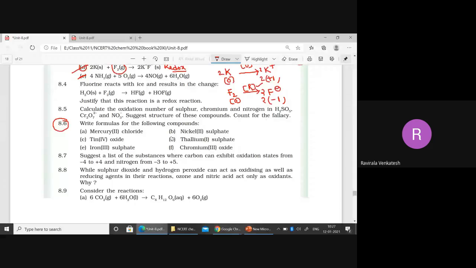Mercury means what? Hg beta. Chloride means Cl. Oxidation number 2. 2 means you take 2 chlorines beta. हो गया आंसर. Tin 4 oxide beta. Tin means what? Tin means Sn beta. Tin means you can take what here? Sn.